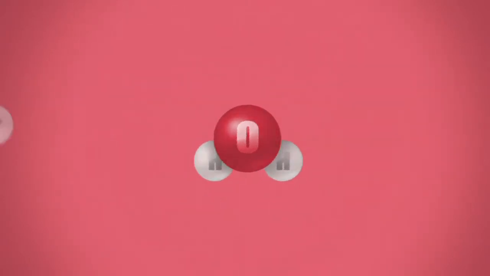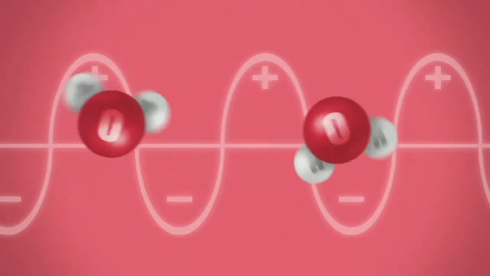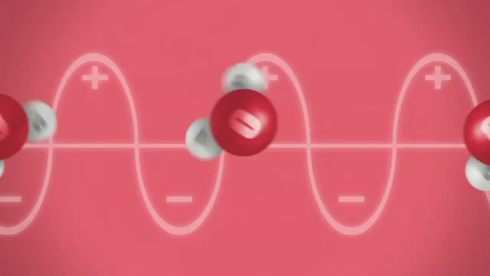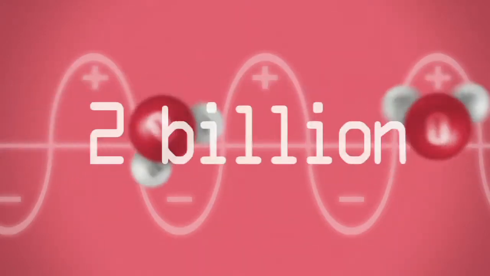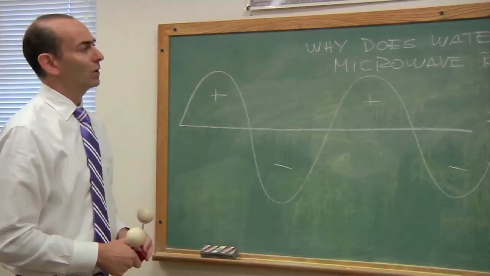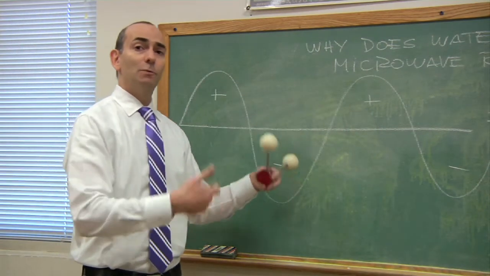If water is exposed to a wave like this, water will have to orient itself according to the cycle of the wave. In microwaves, this oscillation happens about 2 billion times per second, which means that a water molecule exposed to microwave radiation will be forced to orient itself many times per second.